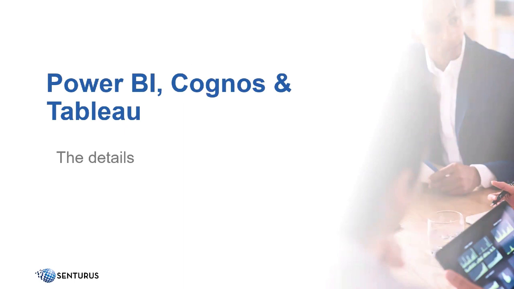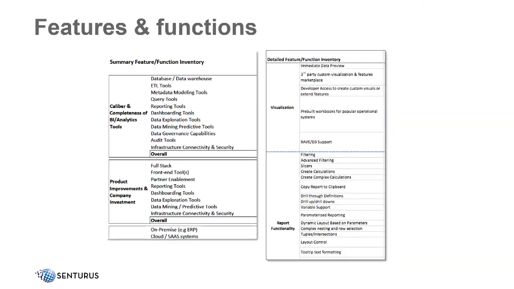So let's get into the details. If it was 1995, I'd say deets. How did we make these decisions and how did we do these things with the tool? Well, not only did we, Senturus, make a decision about comparing tools for dashboarding, we have a matrix, and that matrix looks at 150 different aspects of the tool, all three tools. And it ranks them on different things, like product improvements, visualizations, report functionality.